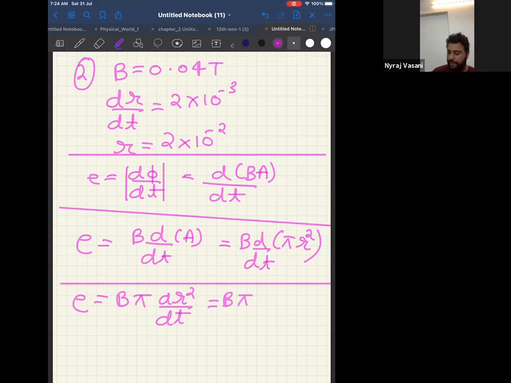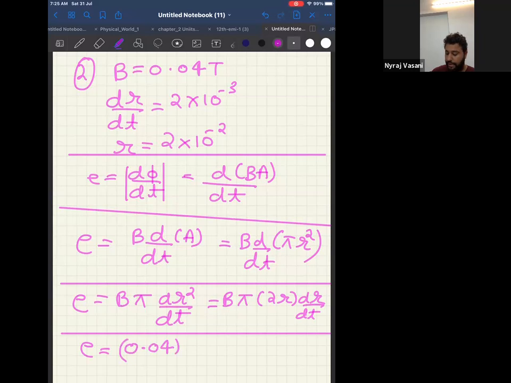What is differentiation of r square with respect to t? It is 2r into dr by dt. Now we have got all of this. Therefore, E is equal to, what is the value for B? 0.04. What is the value of pi? Keep it as it is. 2 as it is. What is the value of r? 2 into 10 power minus 2. And what is the value of dr by dt? 2 into 10 power minus 3. Now simplify this and tell me what answer you are getting.